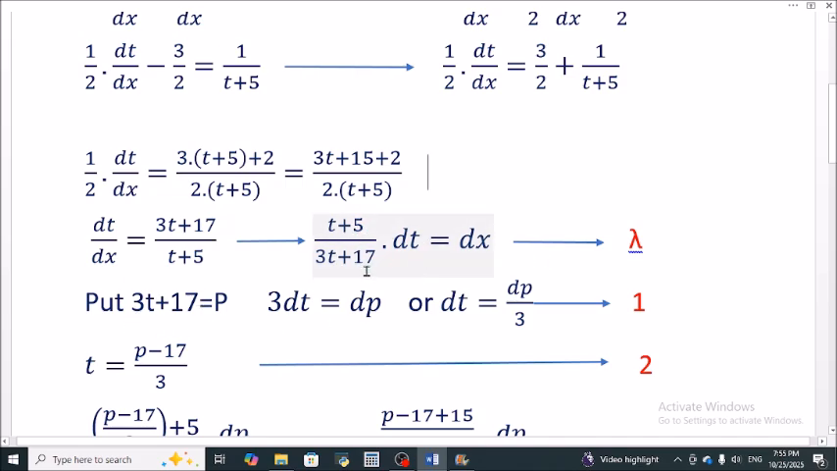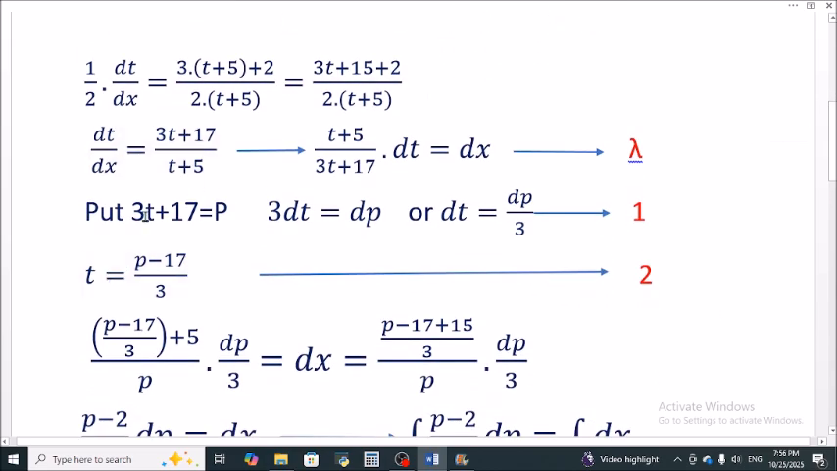And we can put here, to make the denominator made of just one term to be able to perform the integration, we put 3t plus 17 equals p. And as a result, differentiating this quantity with respect to p, we get 3 dt equals dp. The 17 is a constant value, so its differential is 0. In other words, dt equals dp over 3. Let's call this equation 1.